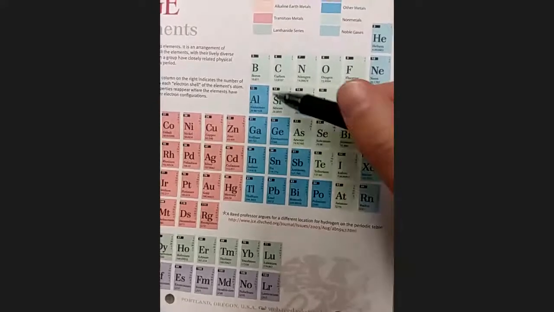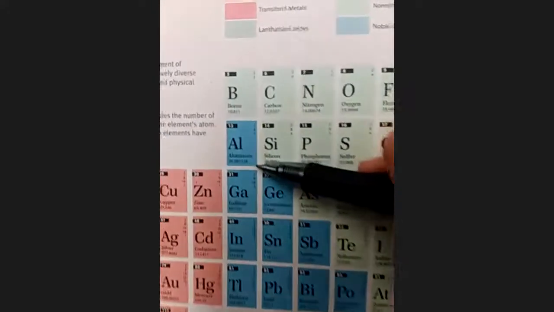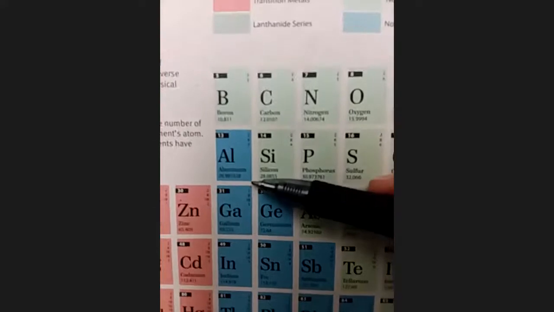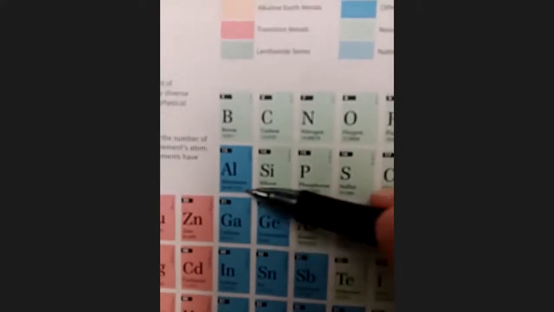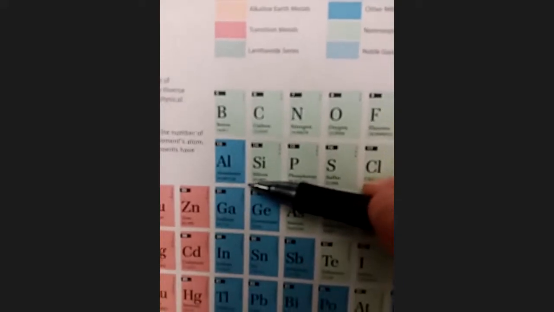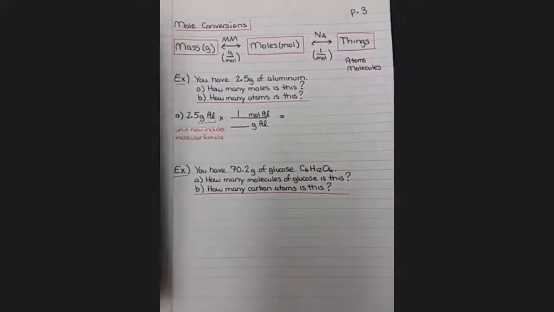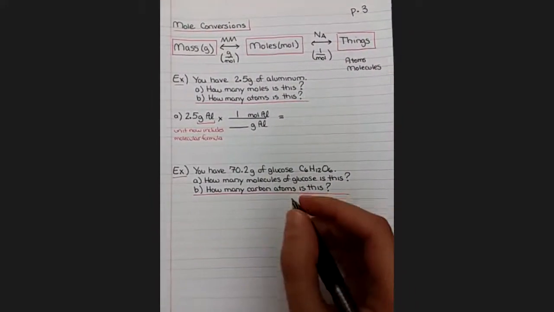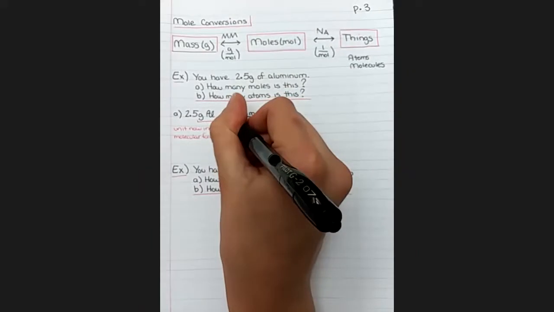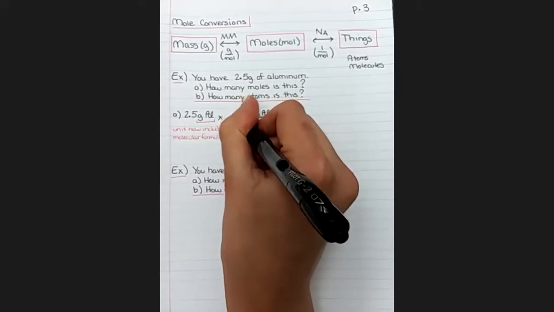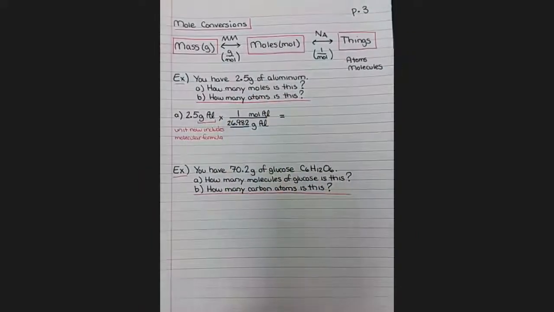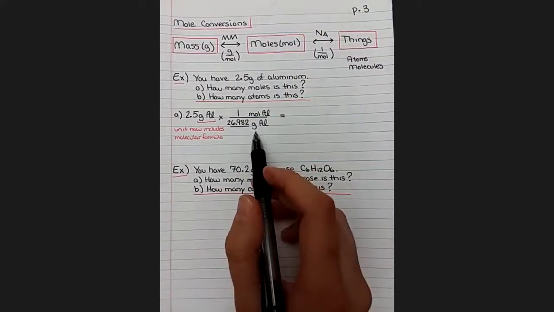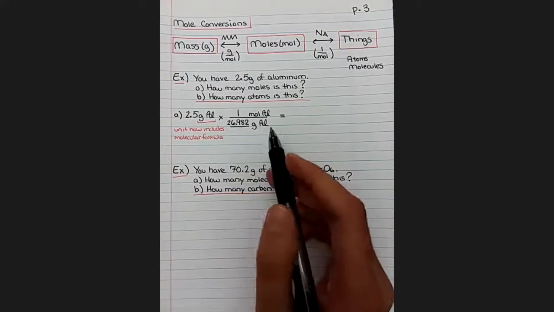So let's have a look. Here's our periodic table. Here's aluminum. Let's zoom in as close as we can. Let's see if we can figure out what that number says. It's almost unreadable. Okay, you have to take my word for it then. That number says 26.982. Any periodic table will tell you the same. So 26.982 grams of aluminum in 1 mole of aluminum.